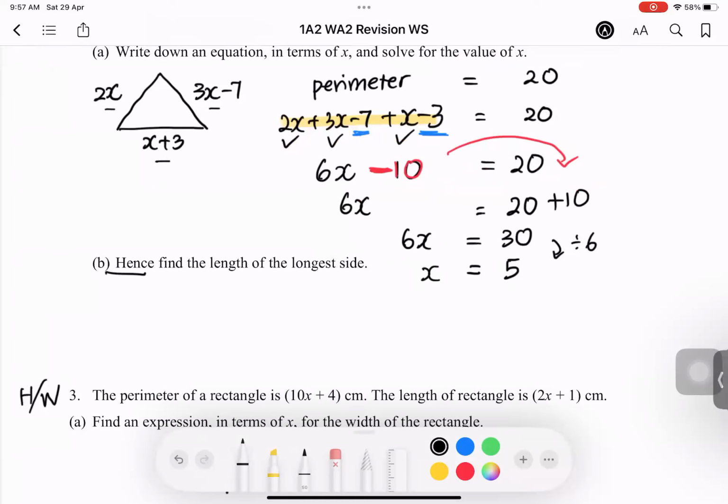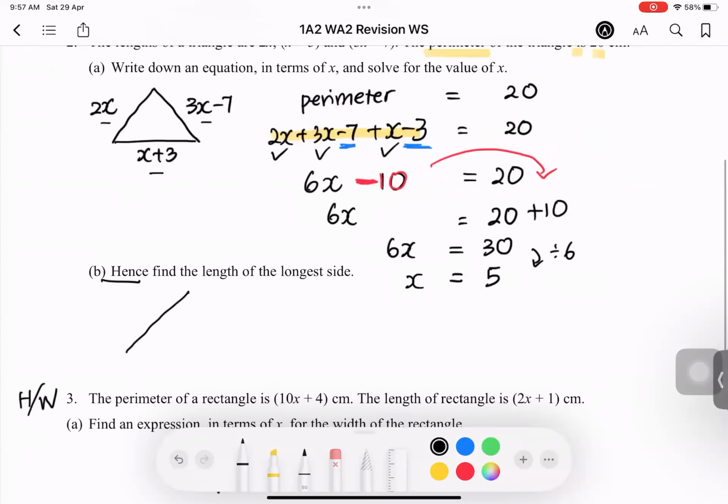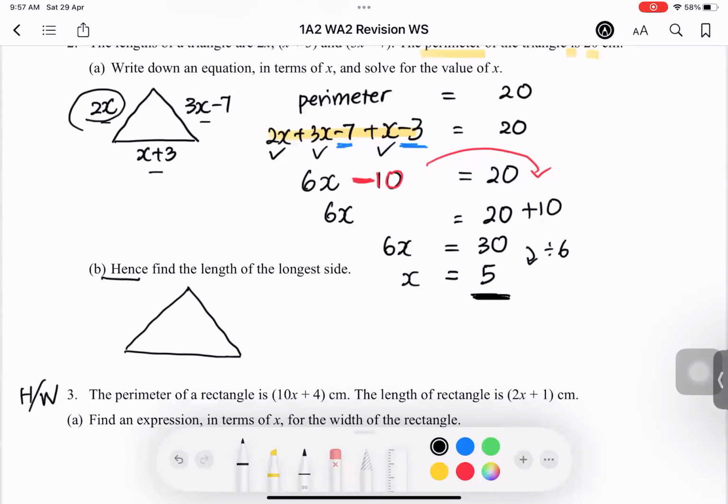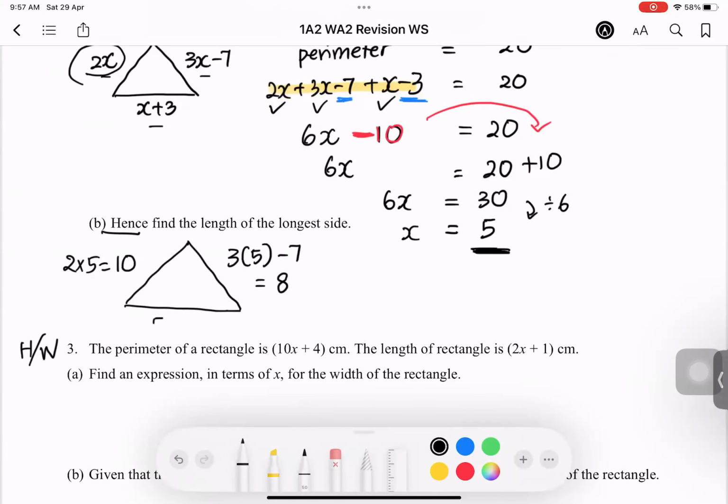Hence, find the length of the longest side. How do I know which one is going to be the longest side? Let me see. x is now the number 5. First side is 2x. 2 times 5 give me 10. Next one, 3 times 5 minus 7, I should put brackets. 3 times 5 minus 7 give me 8. Then next one, x plus 3, 5 plus 3 give me 8.